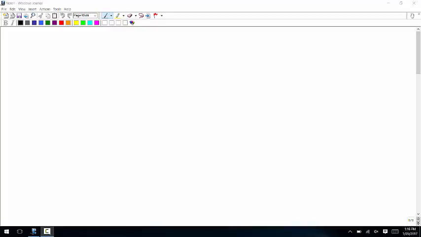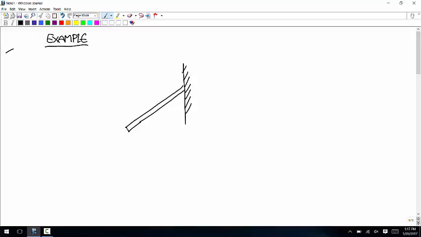Okay, so let me start the new stuff with just a couple of examples based on what we did last class. So first, let's say that we have this beam that's fixed to the wall. So that's a fixed joint. This angle is 50 degrees.